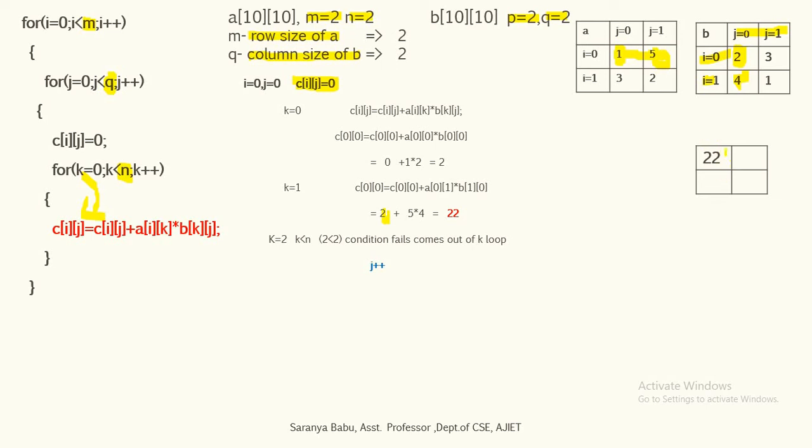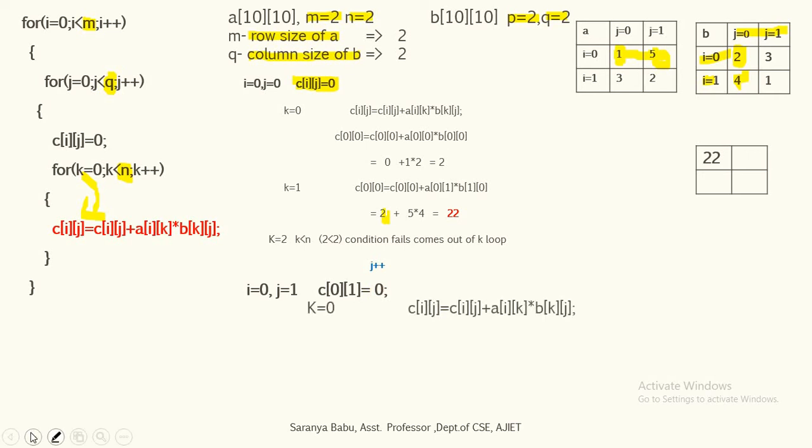Its corresponding element is computed and it is stored as 22. Next, I will be getting incremented, I will stay as it is. J is not yet finished; J has incremented now with the value 1. And C of 0, 1 will be set to 0.